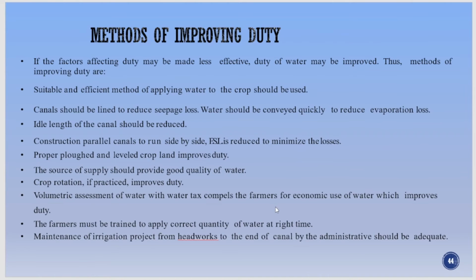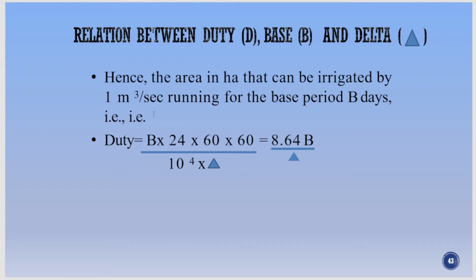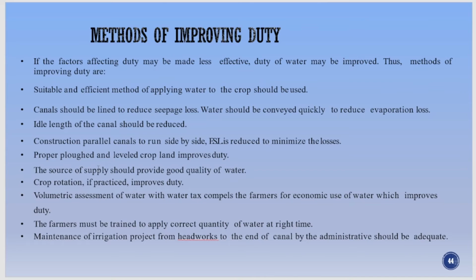Now we will try to understand the methods to improve this duty. Observe which terms are included in the calculation of duty. We need to understand base period, and we need to understand delta. We already know delta is basically the water requirement that is being applied. Now we will see what the factors are. If the factors affecting duty may be made less effective, duty of water may be improved. Thus, methods of improving duty are as follows.